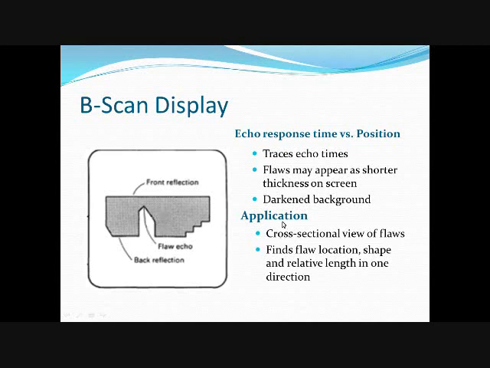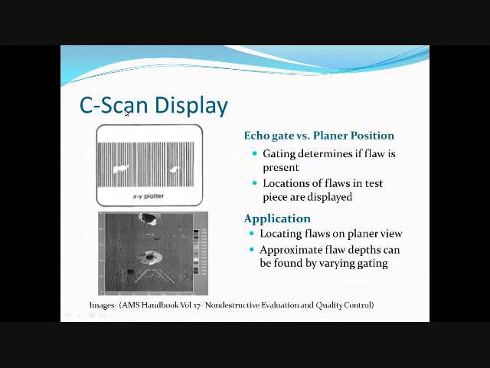The application of this is to find a cross-sectional view of flaws, and also find flaw locations, shape, and the relative length in one direction of flaws. Lastly, there's the C-scan display.